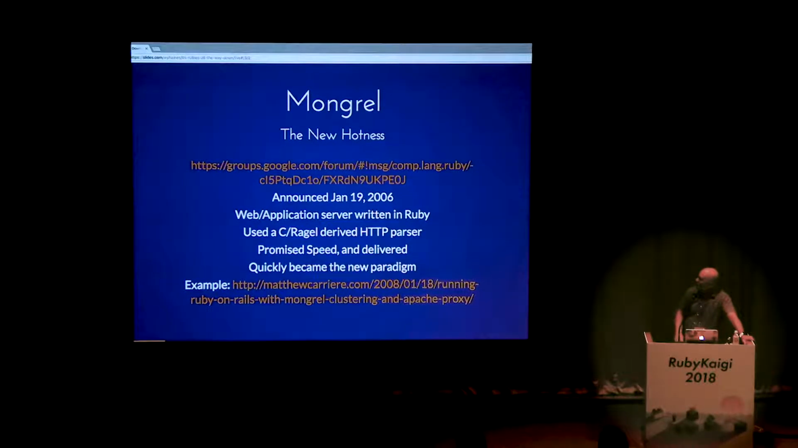And early in 2006, Zed Shaw sent an email out to the RubyTalk mailing list saying, hey, I've got this cool new web server thing that I wrote in Ruby, and it's really fast. Why don't you take a look at it? And it almost overnight was adopted as the new preferred way to deploy your Rails applications because it was fast, it was standards compliant, and it eliminated a lot of the pain points that FCGI had.